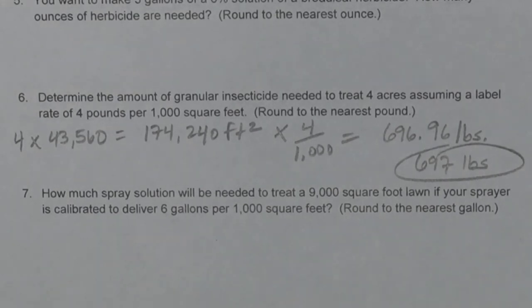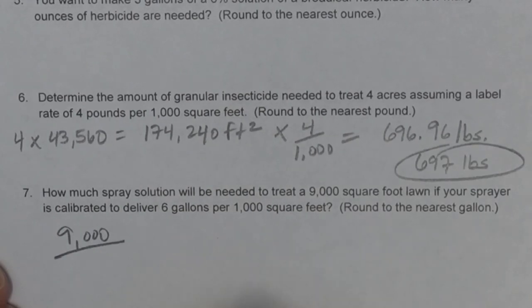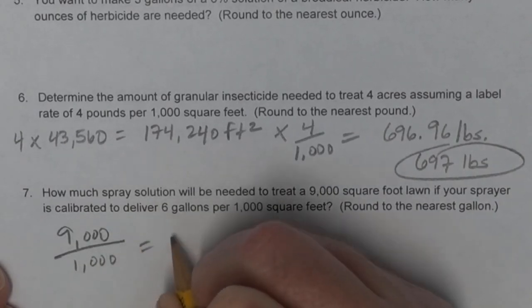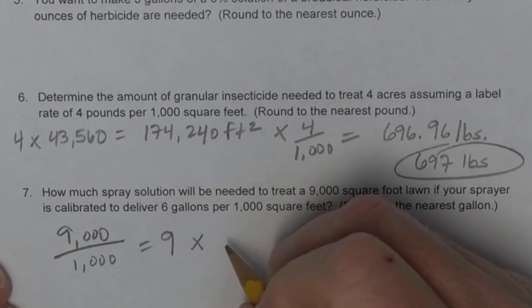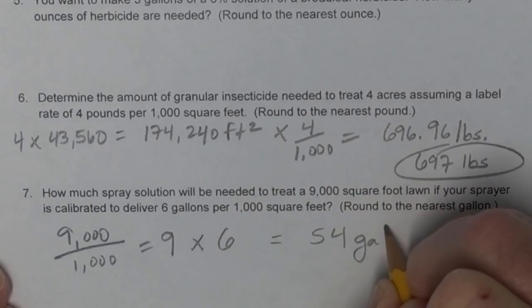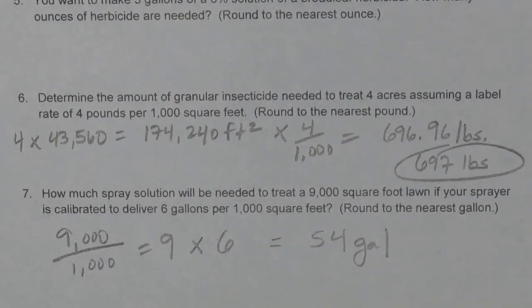Okay. So we have a 9,000 square foot lawn. Write down what we have. And we know that our sprayer is going to deliver 6 gallons per 1,000 square foot, or 1,000 square foot blocks. So we got 9,000 square feet divided by the 1,000 gives us 9 of those blocks, times the 6 gallons that it's going to deliver gives us 54 gallons to treat this 9,000 square foot lawn.